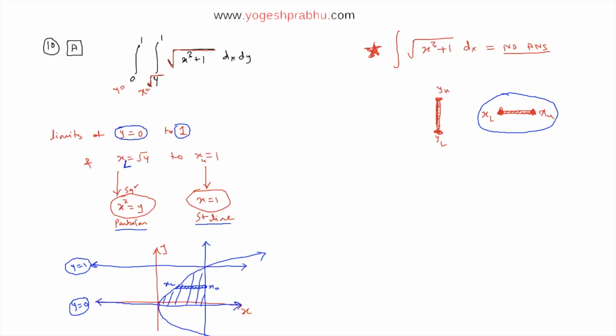Now what trick we will do here is we will convert this horizontal strip into a vertical strip. Now just see what happens. What is y lower now? 0. Perfect. What is y upper now? Y upper would be x square, right? That's the parabola, right? The equation of this parabola is x square equal to y.